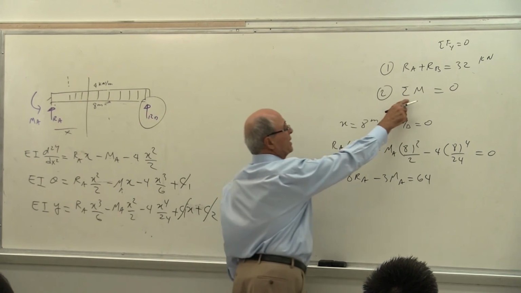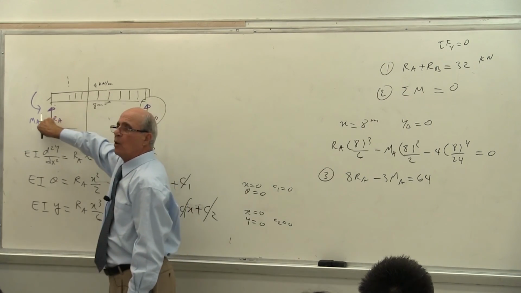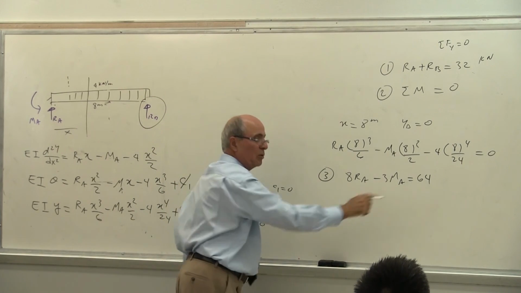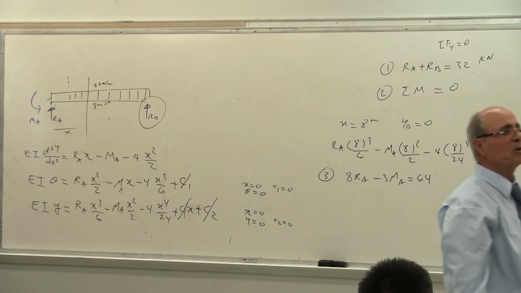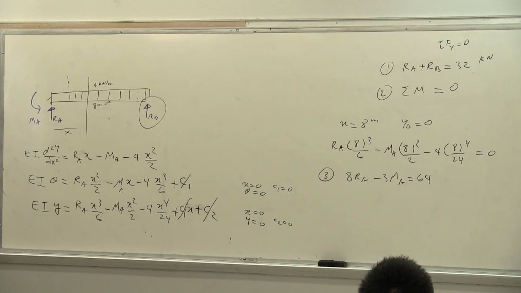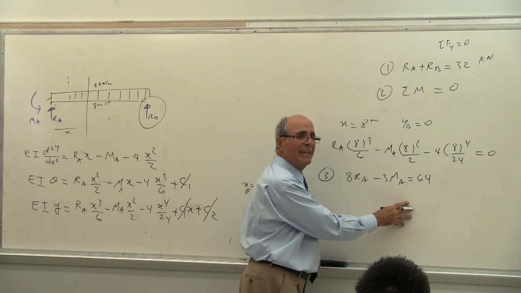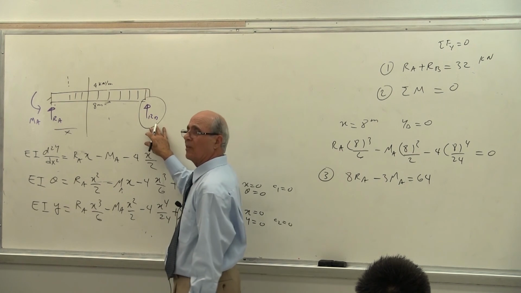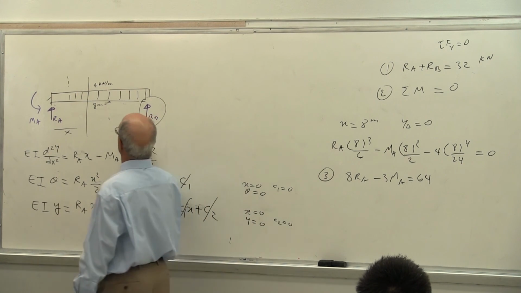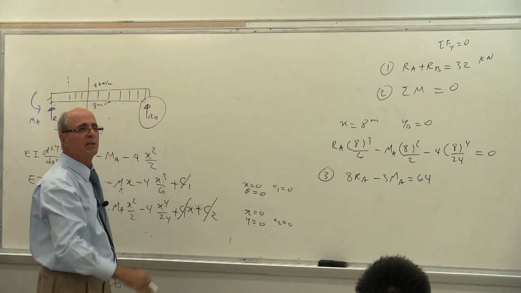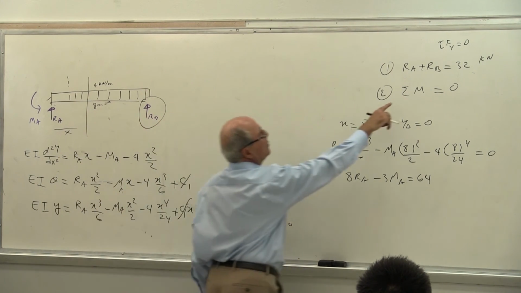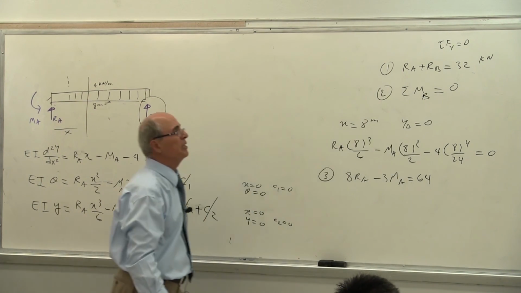Now, is it better to take moment about A, or is it better to take moment about B? B, exactly. Everybody understand why? Because your relationship between RA and MA is solvable, but I need another relationship between RA and MA. Therefore, I want to get rid of RB, yes or no? So this time we take the moment about point B. That's why I left it out there.